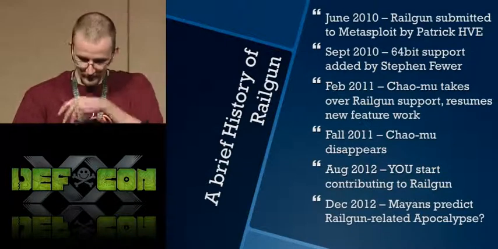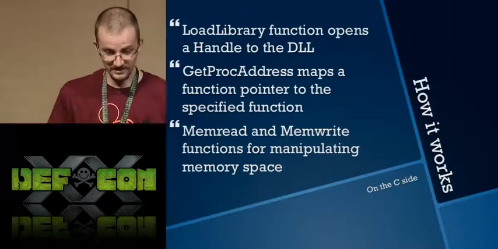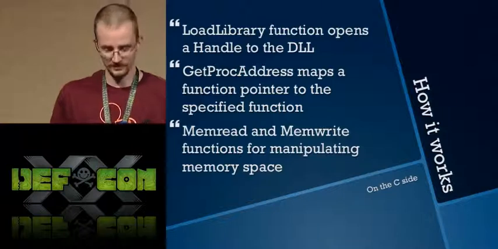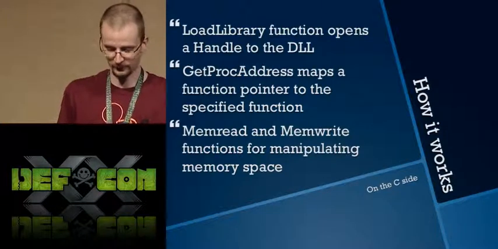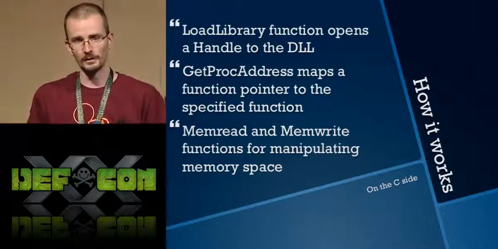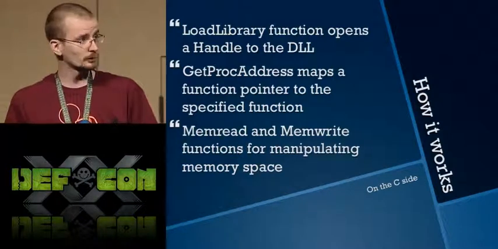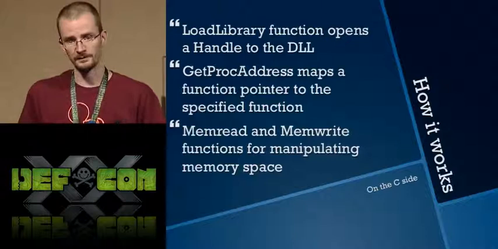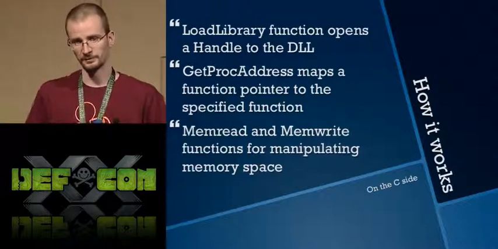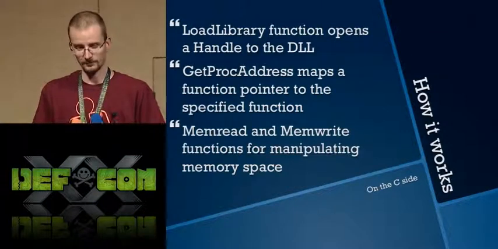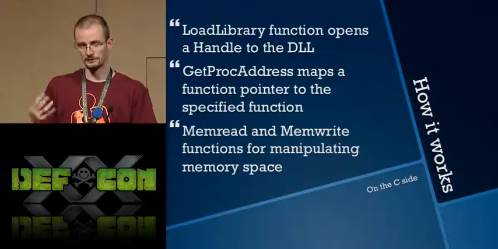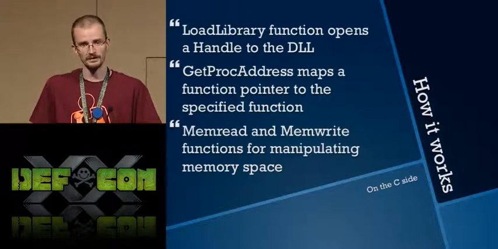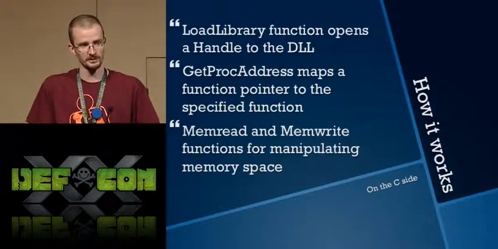So how it works on the C side is that it uses a Windows API function called load library and another one called get proc address. So load library just takes a path to a DLL and maps that into memory if it's not already there and returns a handle to it. From there, get proc address takes that handle and actually takes a function name and returns you a function pointer that you can then use to basically alias any function out of that module.